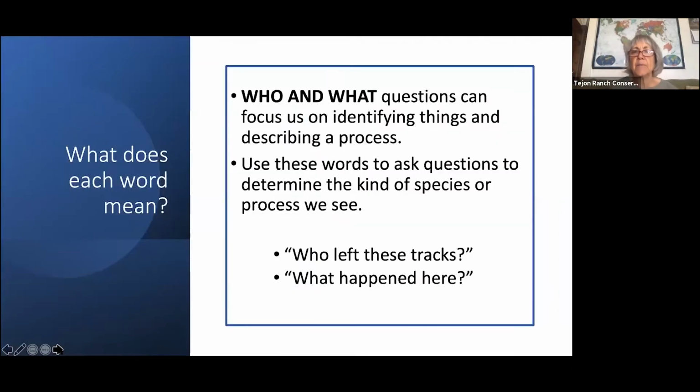So let's talk a little bit about those words. What do they mean? Who and what, those are the words we use all the time. You can do a who question and a what question, but let's move on to some other aspects of your journaling. Who and what are questions of identification. What is that phenomenon? What is that species? And what is that process that we're looking at? Questions like who left these tracks? What happened here? Those are the kinds of simple questions we're asking. But we want to move beyond the who and what.